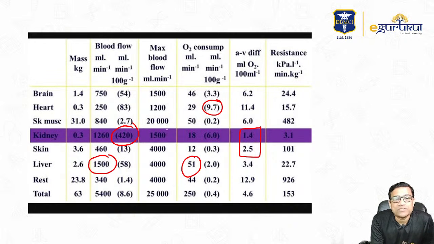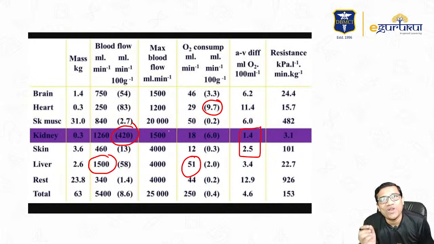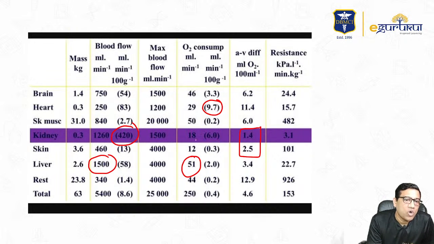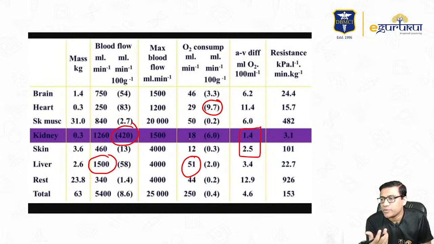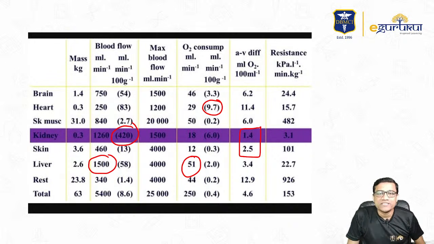Okay. So why? Because kidney gets so much blood that all its oxygen demands are met by this high blood flow. So that's why it doesn't have to extract lots of oxygen. O2 consumption is 18. It just needs 18 oxygen. And because of such a high blood flow, it will not be able to extract lots of oxygen. So that's why it will be minimum.